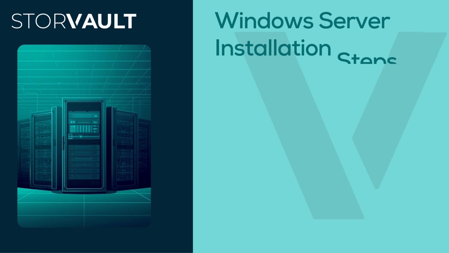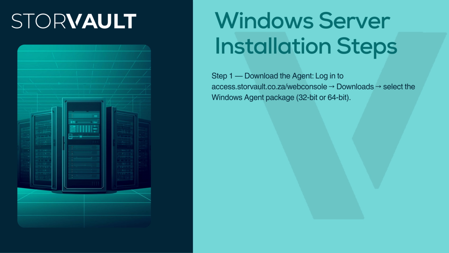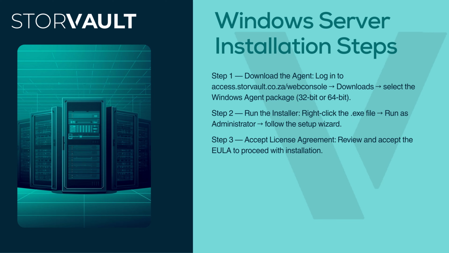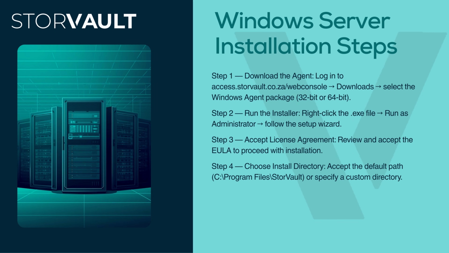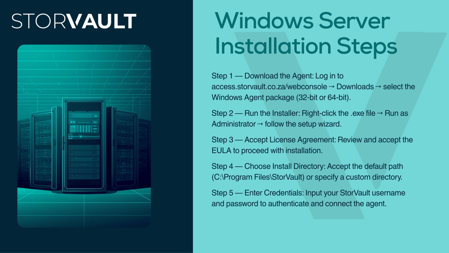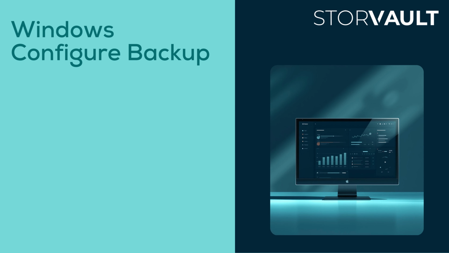To install the Windows agent, log into access.storvault.co.za/web console, go to Downloads, and select the Windows agent package for your system, 32-bit or 64-bit. Right-click the installer and run it as administrator. Accept the license agreement, choose your install directory, the default is C:\Program Files\StorVault, and finally enter your StorVault credentials to connect the agent.